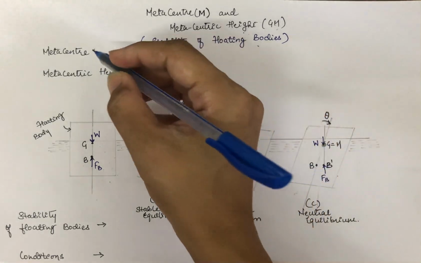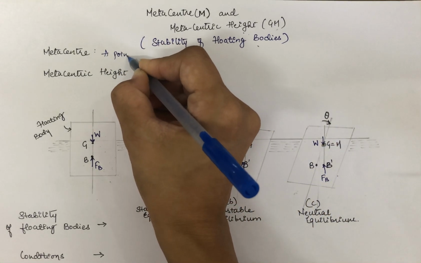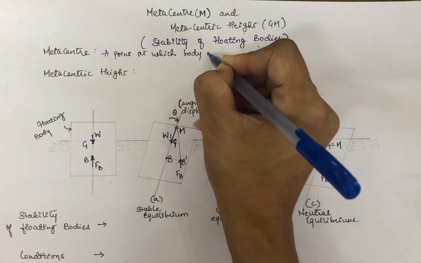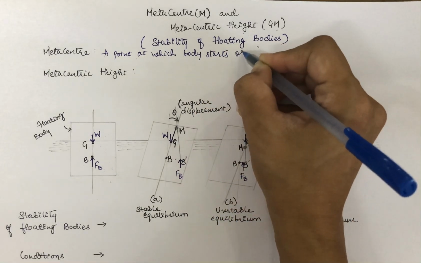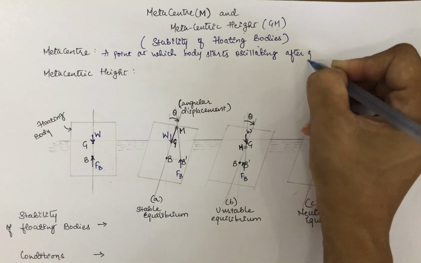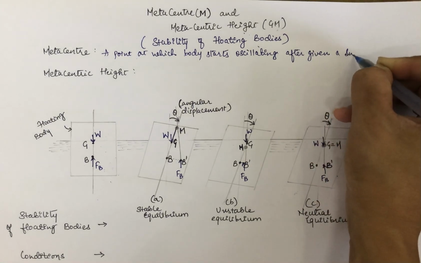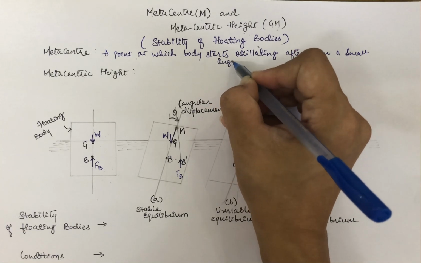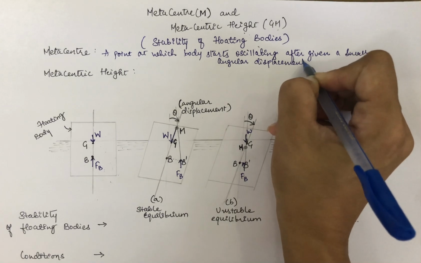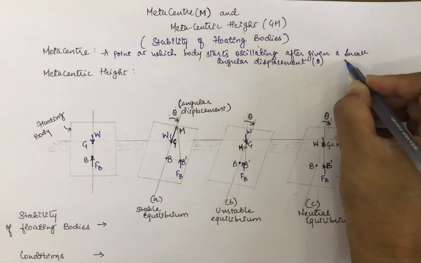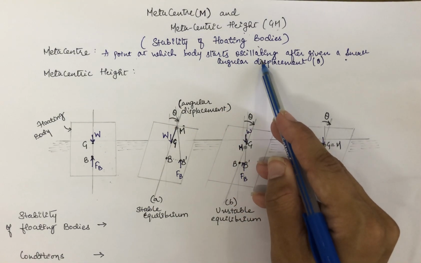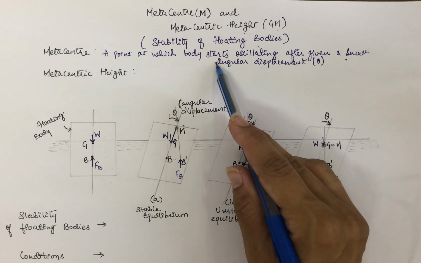Okay. So, metacenter could be defined as a point at which the body starts oscillating after being given a small angular displacement, suppose represented by theta. So, the point at which the body starts oscillating after being given a small angular displacement will be referred to as metacenter. Okay.